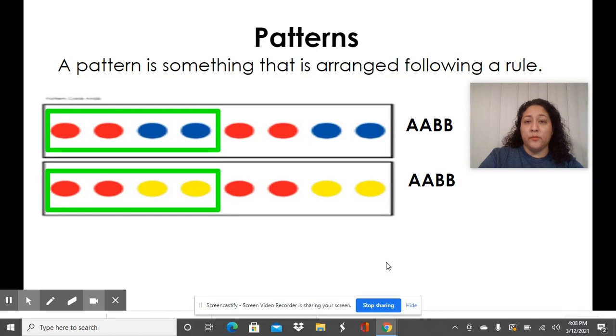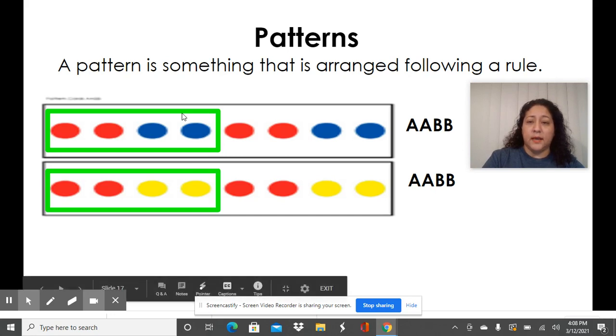Today, we are going to be reviewing patterns. Remember, a pattern is something that is arranged following a rule. So first, you have a rule or a little clue that tells you in what order the rest of the pattern is going to go. Today, the pattern that we're going to be looking at is the AABB pattern.